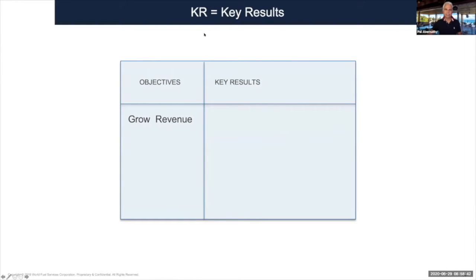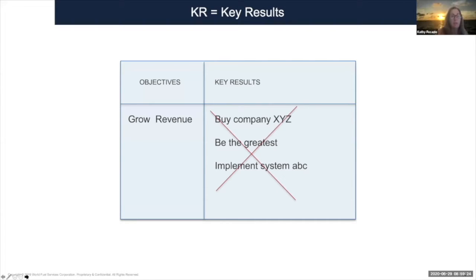So if you look at key results by themselves, key results can be one to many for each objective. So each objective can have more than one key result. So have a look at these key results. My objective is I want to grow revenue. So here are 3 key results. I'm going to buy company XYZ. I'm going to be the greatest, and I'm going to implement system ABC. So what do you think of these key results? Are they good key results? No, they're too fuzzy. Yeah, they're absolutely not, because they're very fuzzy. Not measurable. That's right.